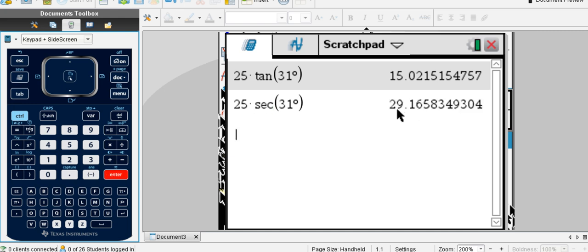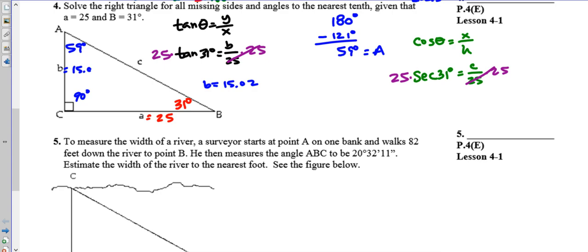The hypotenuse is 29.17, which they say round all to the nearest tenth. So we could say that this actually equals 29.2. And that's how you'd solve the triangle. And now we have all sides and all angles.